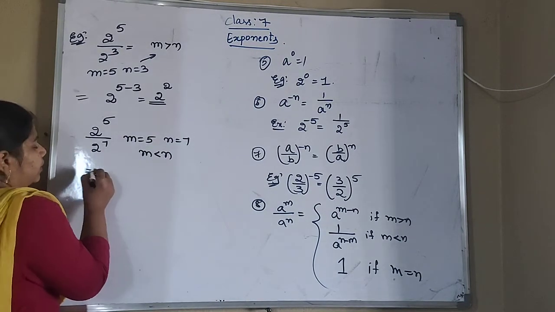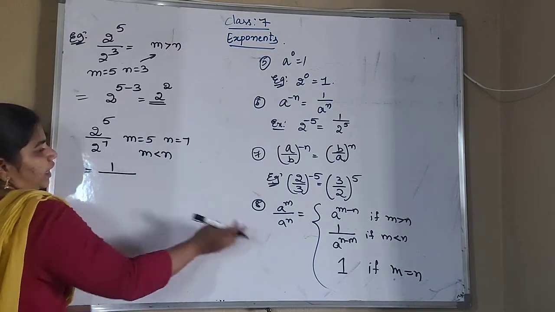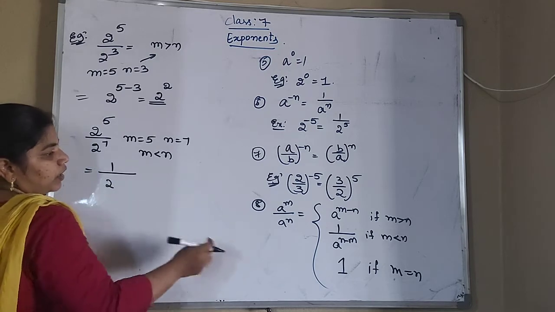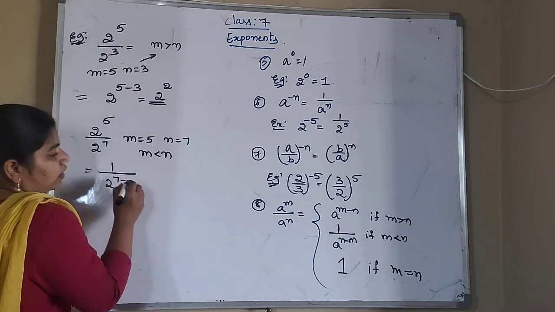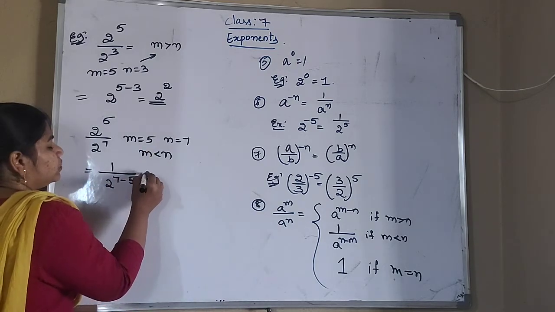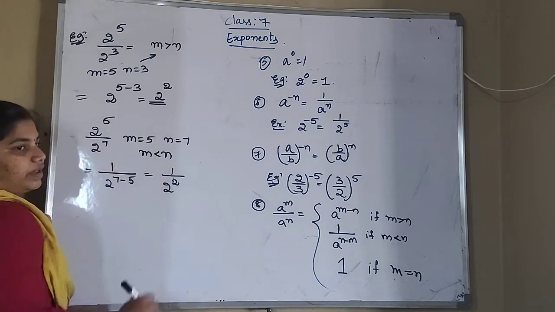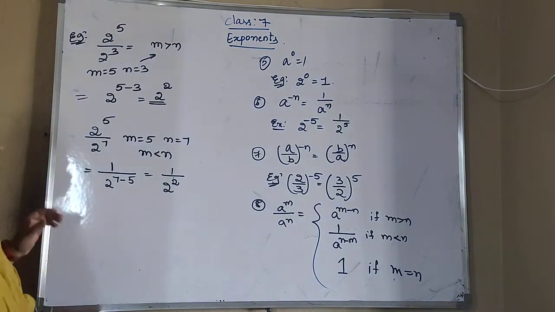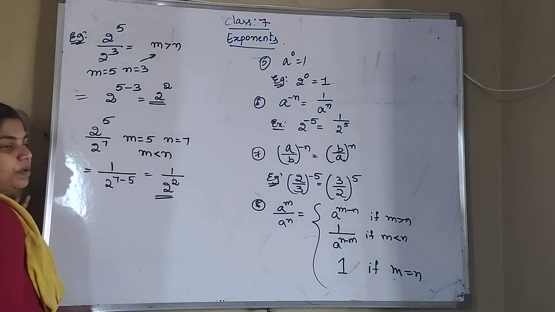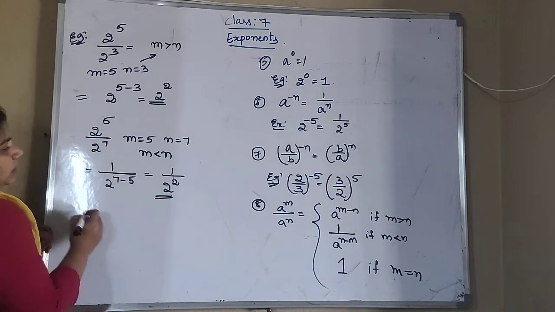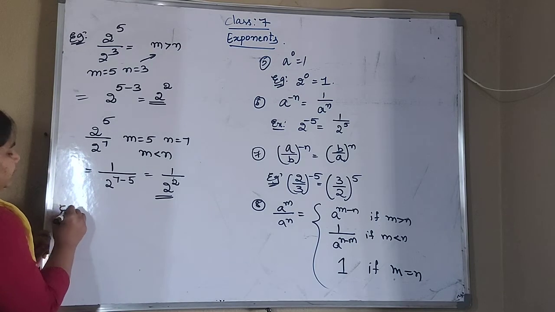That is 1 / a^(n-m), where a is nothing but 2, n is 7, and m is 5. So what is the answer? 1 / 2^2, since 7 minus 5 is equal to 2. So you got 1 / 2^2. Next, for the last one, I am taking one more example.